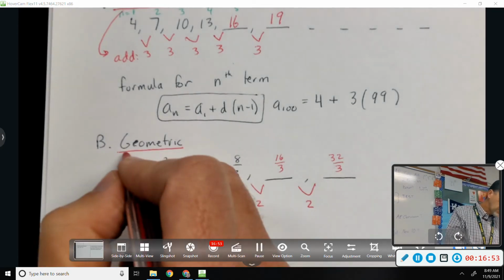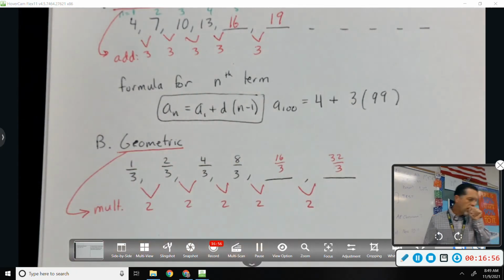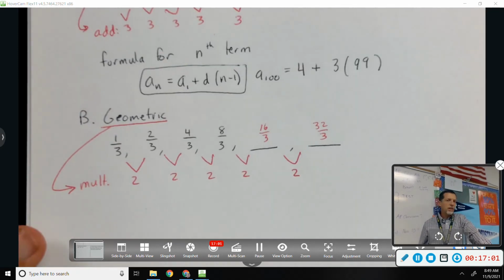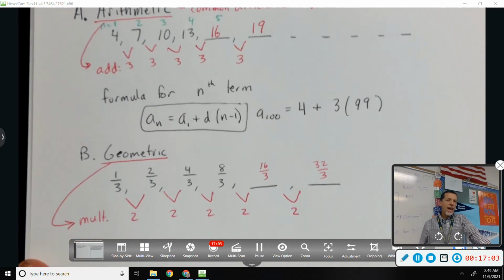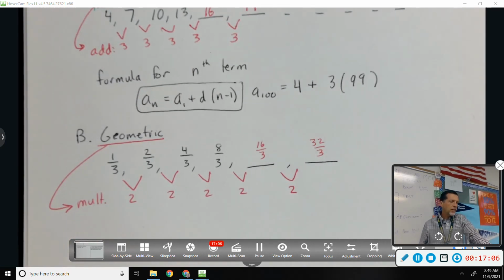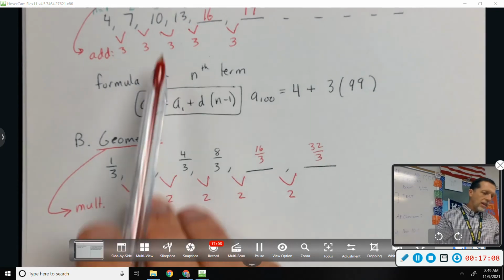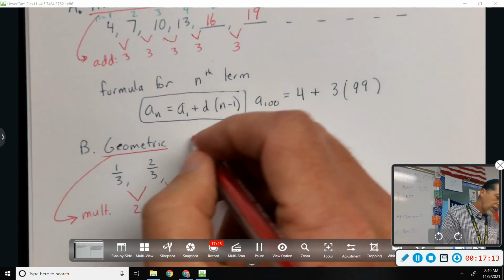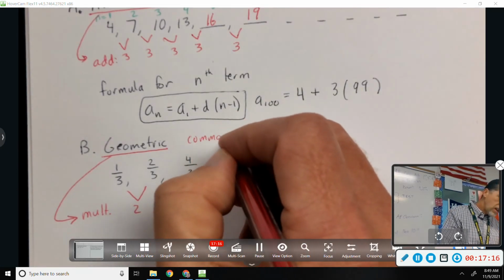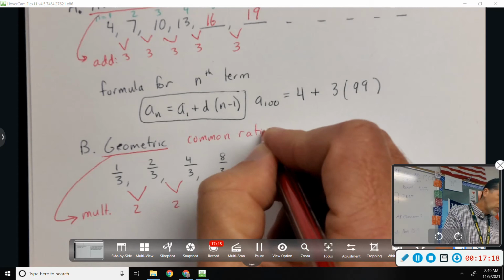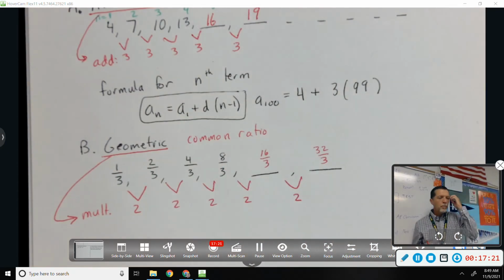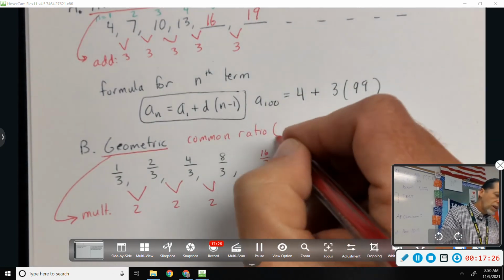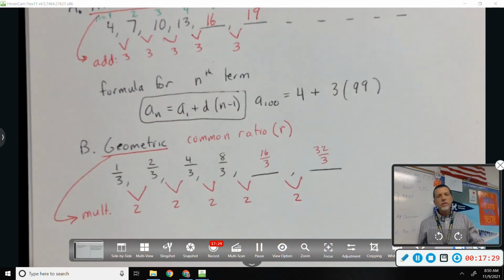So geometric means you multiply by the same thing every time rather than add the same thing. So arithmetic is add, geometric is multiply. In arithmetic, they had a common difference. We called it D. In geometric, it's called a common ratio. Like, what did I multiply by to get to the next term each time? This one was 2. And we'll use R for ratio.